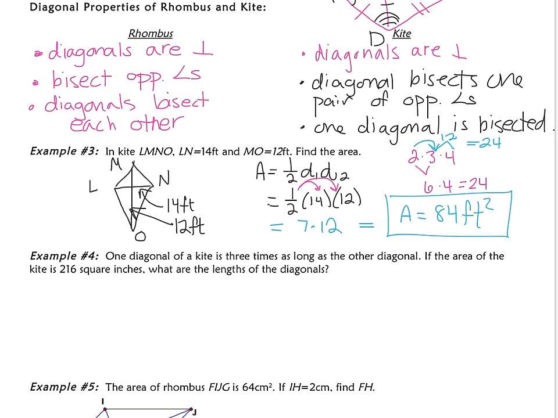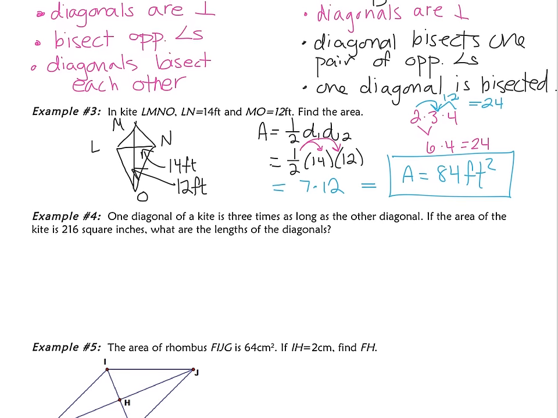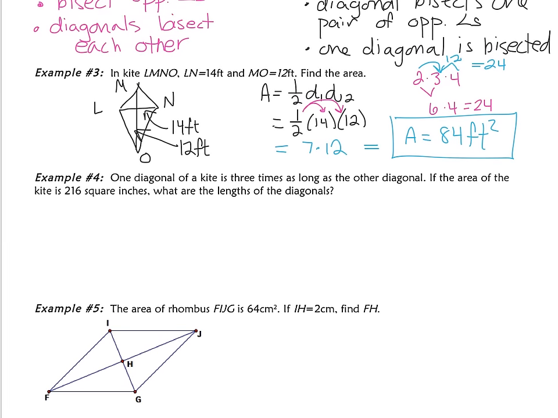Alright, example 4 becomes a little bit more difficult because they're not giving me actual values for the diagonals, and they're giving me the area. So it says one diagonal of a kite is 3 times as long as the other diagonal. If the area of the kite is 216 square inches, what are the lengths of the diagonals? Okay, so let's call diagonal 1 x. Because I don't know it, that's why I'm calling it x. It tells me that one of the diagonals is 3 times the other, so the second one has to be 3 times whatever that first diagonal is, which I called x.